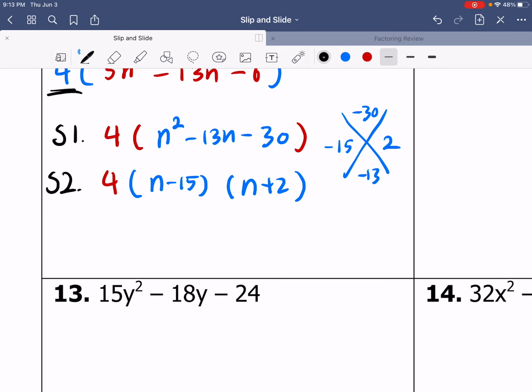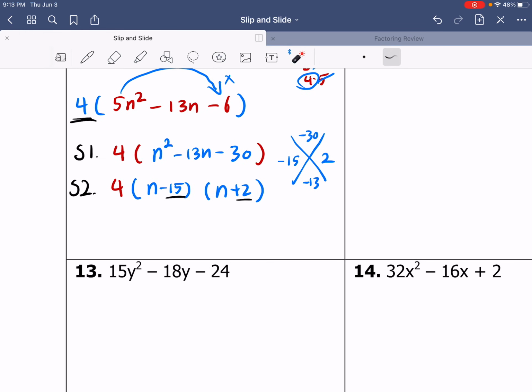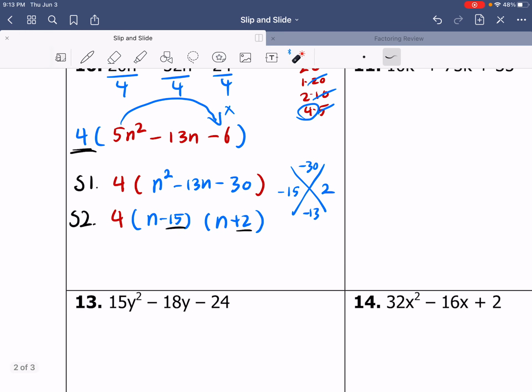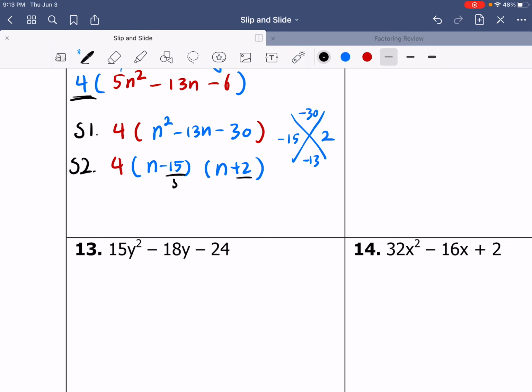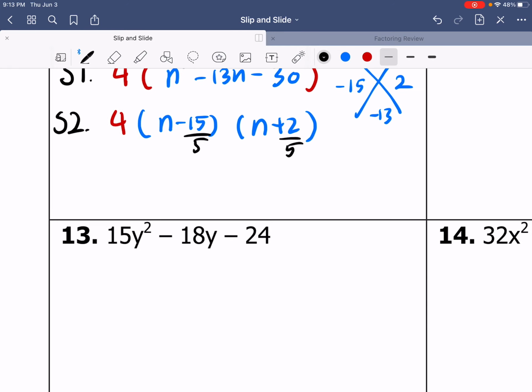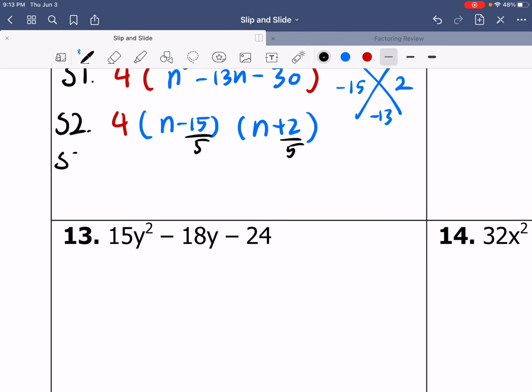And I forgot, I have to divide by what I slipped over. Remember, it's not 4. 4 is the GCF. What I slipped over was 5. So I have to divide by 5 each one of these. And then for step 3, you have to be careful about spacing, and simplify like that. But this cannot be simplified, so I will just leave it like that.